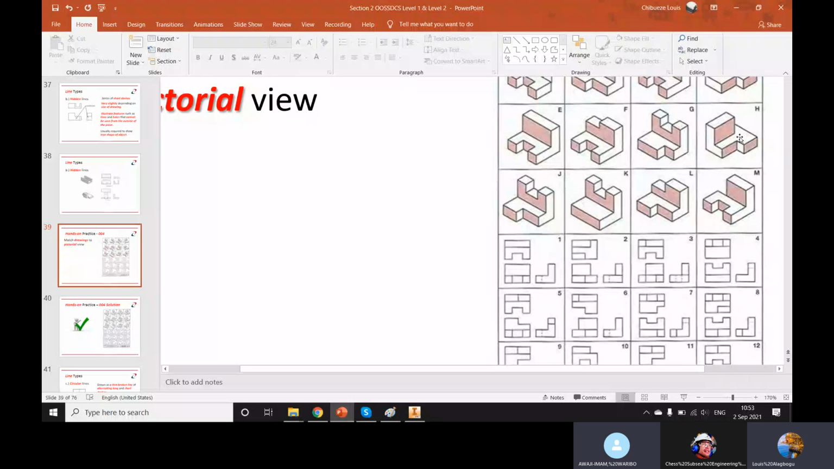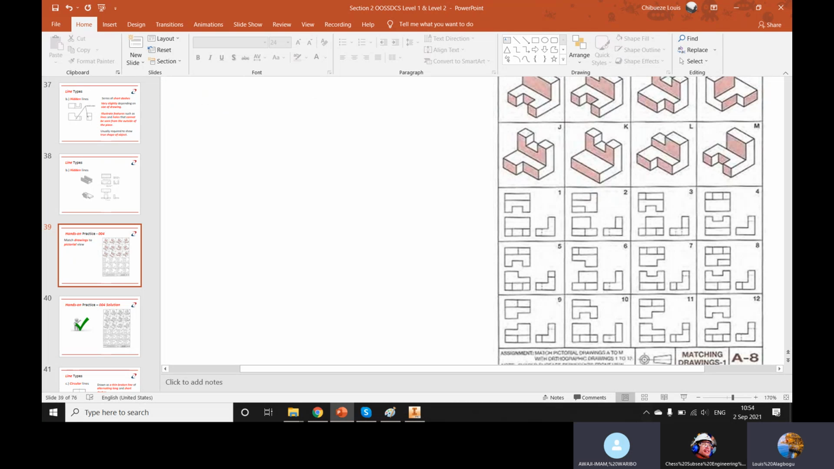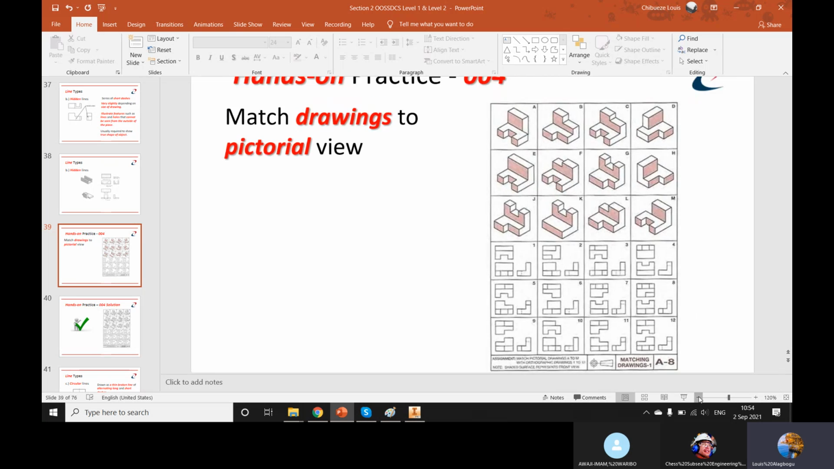This should have been the arrow pointing this other way, like this, for it to be here. The direction of the arrow is here, so the front view should be this, and the other view this. All right. Exactly.